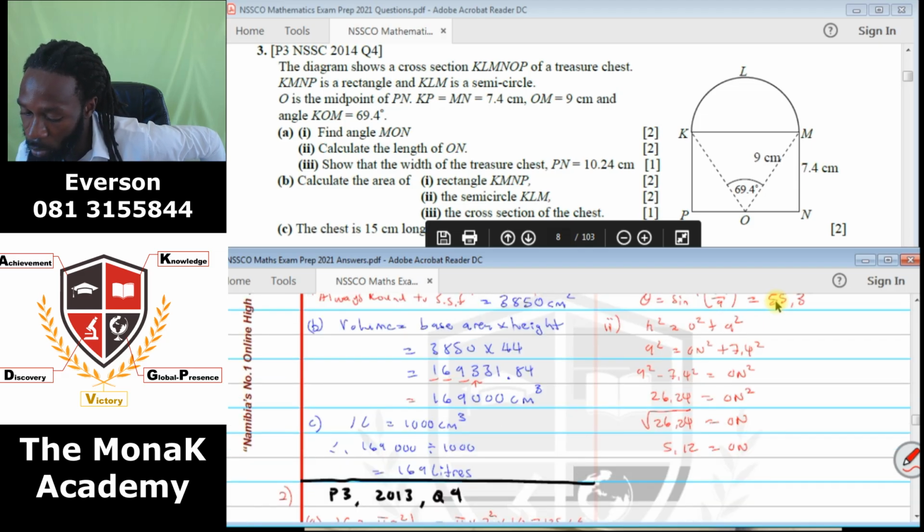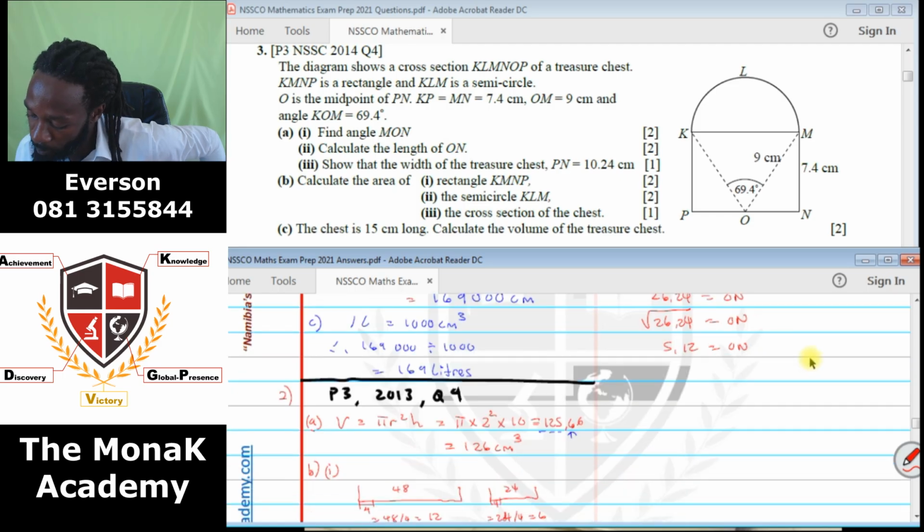Then we go on to part 3. It says, show that the width of the treasure chest, PN, is 10.24. So if we have ON, PN is easy to find.